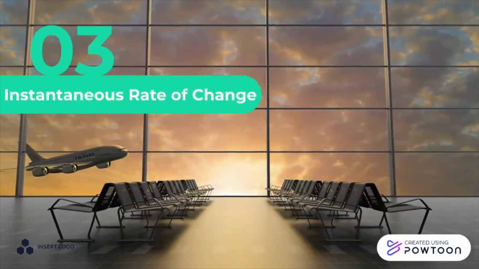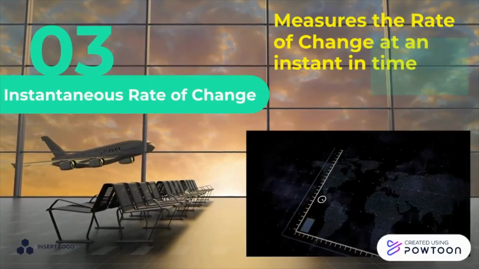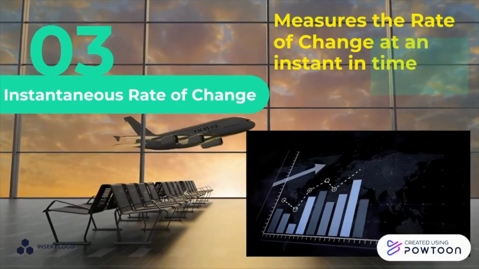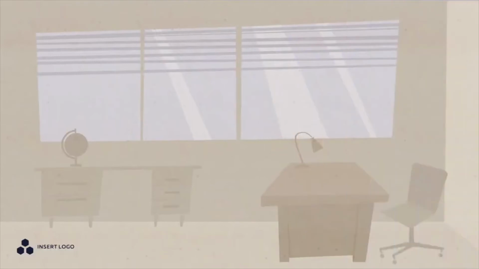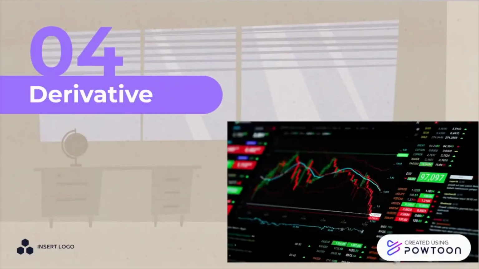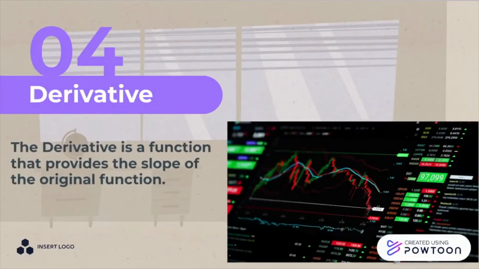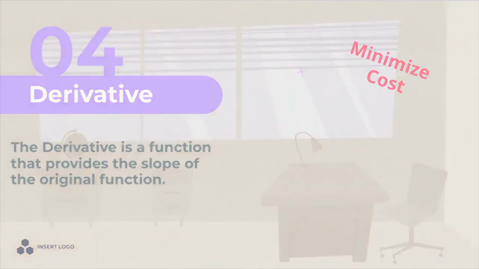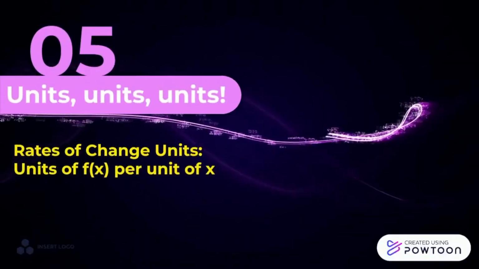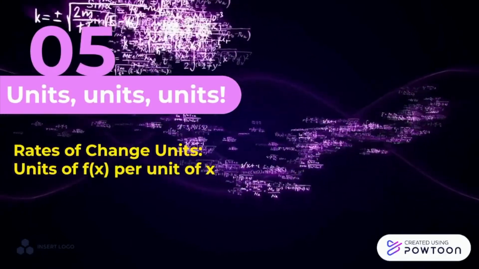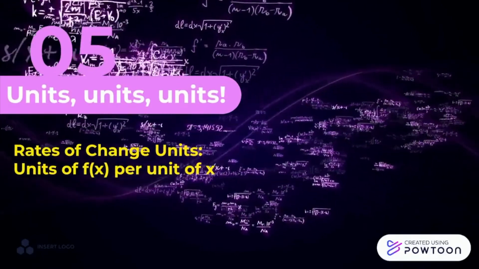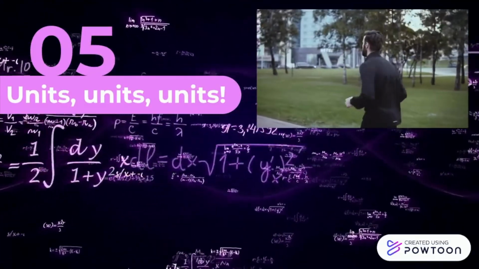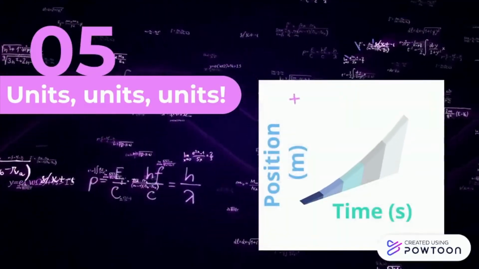Fact 3. The instantaneous rate of change measures the rate of change at an instant in time. Fact 4. The derivative is a function that provides the slope of the original function. And lastly, the units for rates of change are units of f of x per change in x. When looking at a runner's position time graph, the units for rates of change would be meters per second.